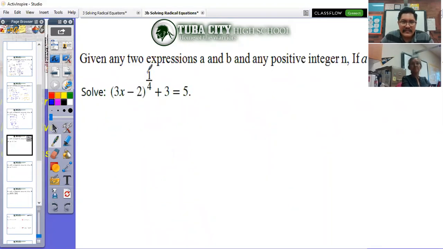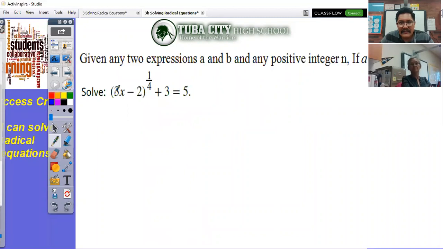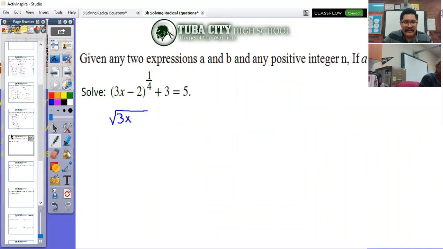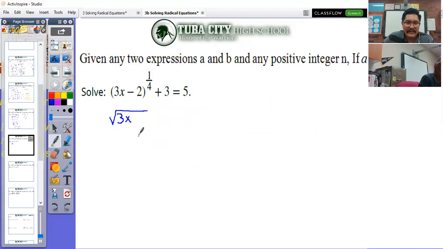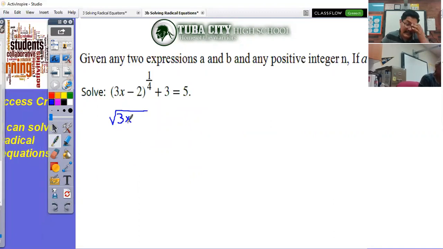All right, so some of these with rational powers. Now this one does have a parenthesis. When it has a parenthesis, that means everything is going to be under a radical together. So be careful. That's different than something like this where there's no parenthesis. So like that first example we did, we don't really need that parenthesis there.